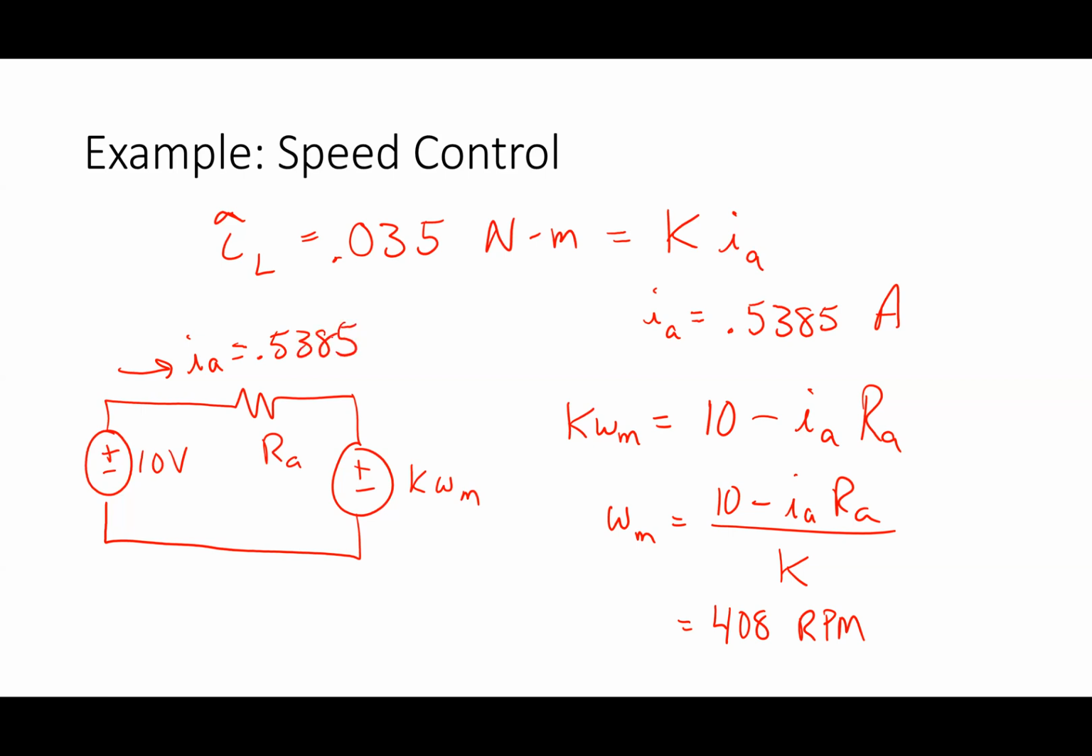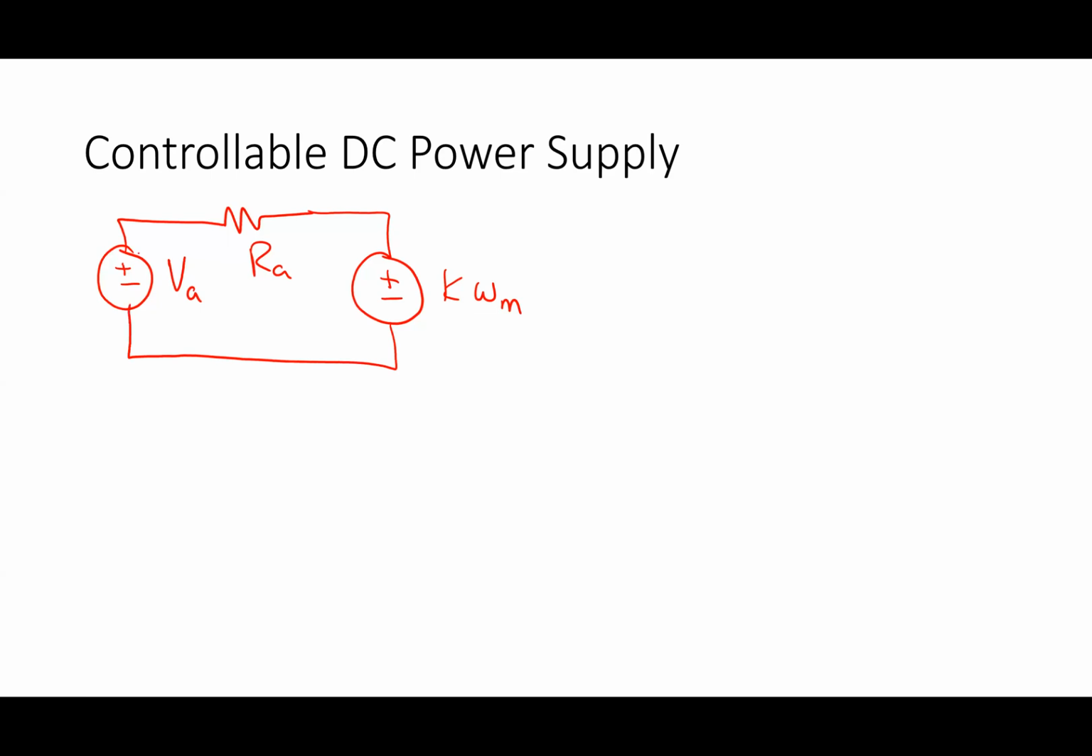And I can solve for what the voltage needs to be. All right. So I would look at it like this instead. If I had VA, RA, and this is K times omega M, IA is here, and let's say we know that IA is 0.5385 amps.